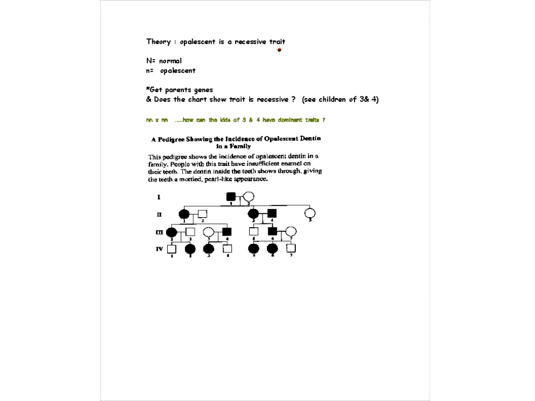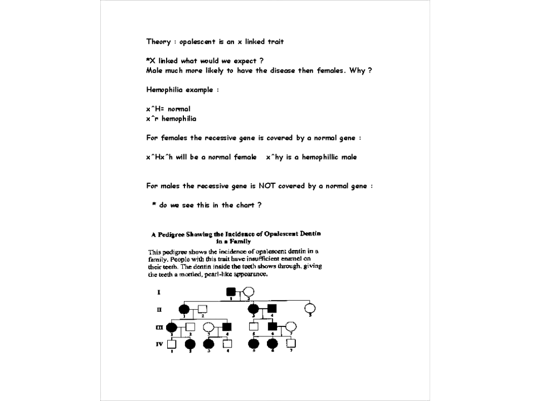Okay, so let's try out one more theory. One more theory is that opalescence is an X-linked trait. And so how does X-linked work again as far as the genes? Well, let's look again at hemophilia, which we already looked at a little bit earlier in another question. And we said that X capital H was normal, X small h is hemophilia. Now what happens when you do that kind of a cross?